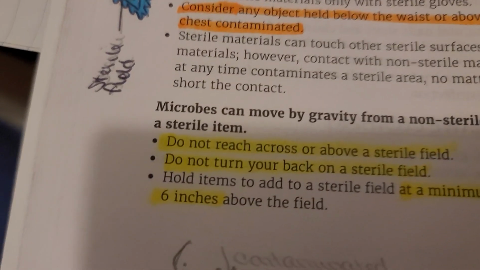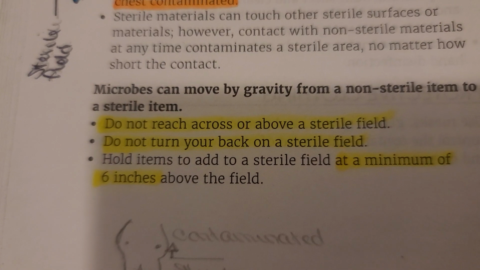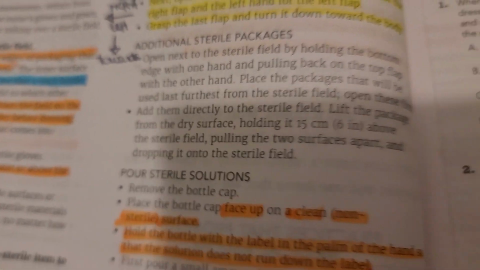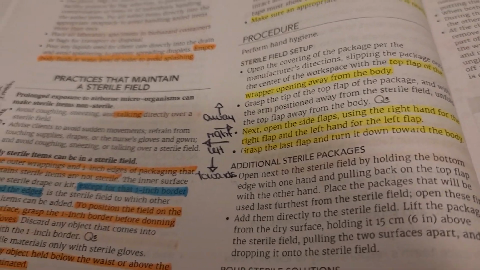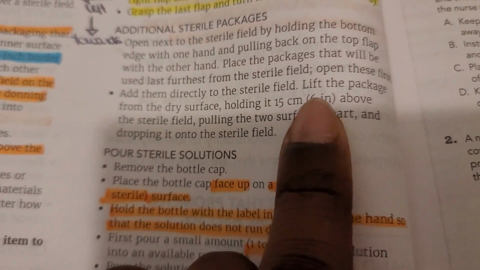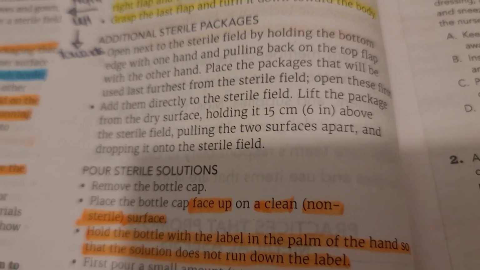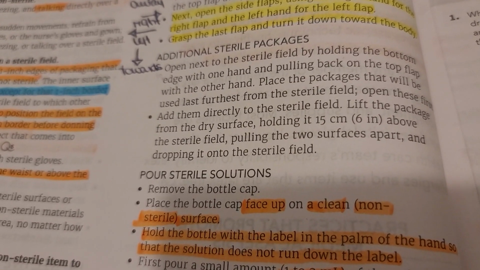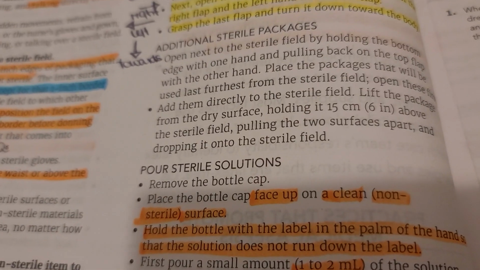Remember, hold items to add to a sterile field at a minimum of 6 inches above the field. Okay? So right here, 6 inches above the sterile field, pulling the two surfaces apart and dropping it onto the sterile field. Pour sterile solutions.